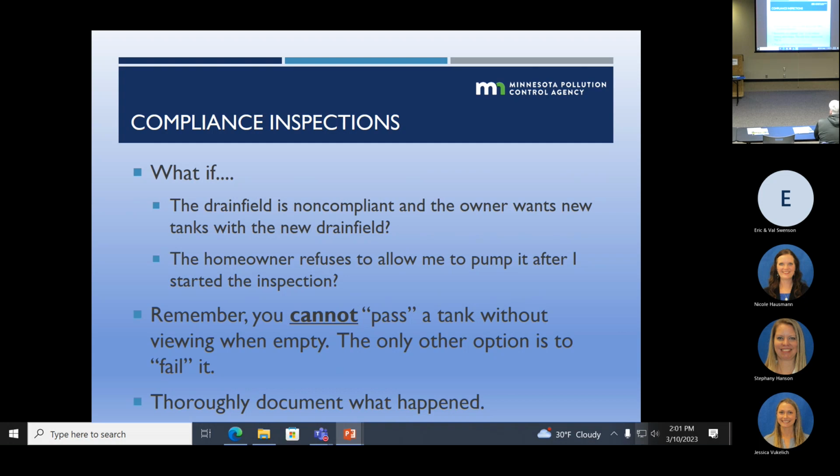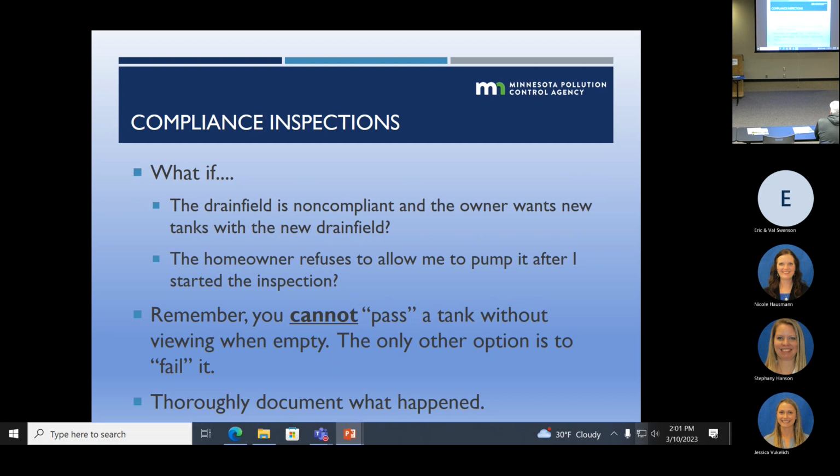So what if the drain field is non-compliant and the owner wants new tanks because they don't want old tanks with new drain fields? They say, all right, you said my mound is junk. Great, I want a whole brand new system. I don't care if my existing tank is good or not. I think we can all understand and agree that pumping that out, only to have it inspected and then replace it 2 months later and then they have to pump it out again, is kind of a tough deal for them financially. It doesn't make a lot of sense. It's kind of silly. I would say it's unfair. So you don't have to do that.